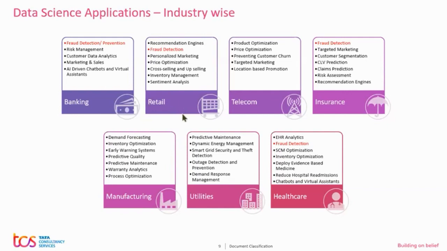Now, if you closely see, I have listed a few interesting data science applications. But if you look closer, you're going to see that I've highlighted something in red. Can you see that? I've highlighted a data science method called fraud detection. So fraud detection is there in banking, it's there in retail, in insurance, in healthcare, it could be in telecom, in manufacturing, in utilities also. So what is the point that I'm trying to tell you?